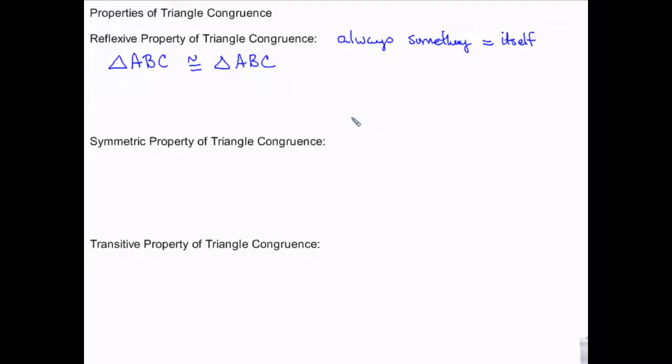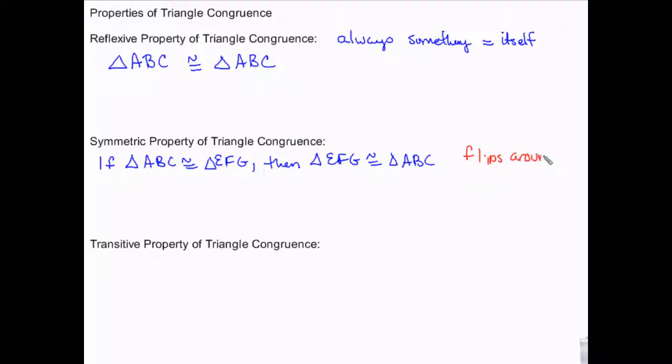The symmetric property tells me that if triangle ABC is congruent to triangle EFG, then triangle EFG is congruent to triangle ABC. What the symmetric property does is it flips around the equal sign, or congruent sign. It just changes the order around the equal.